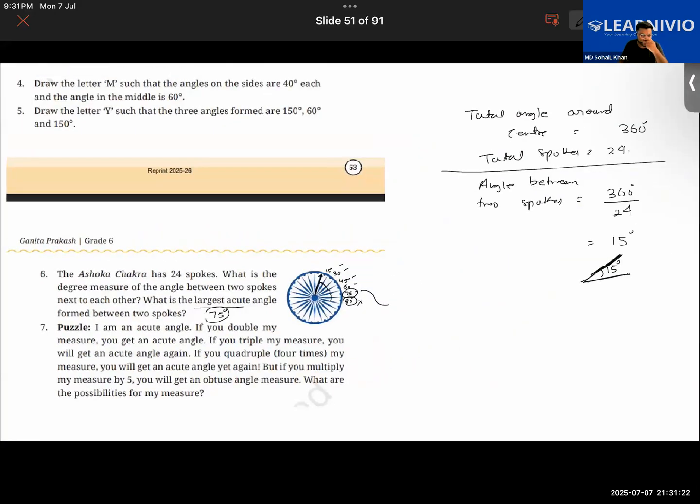There's one more question over here. Question number 7. Listen to the explanation. There's a puzzle: I am an acute angle. If you double my measure, you still get an acute angle.